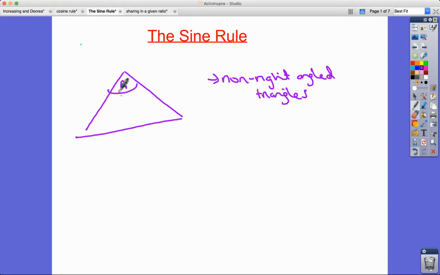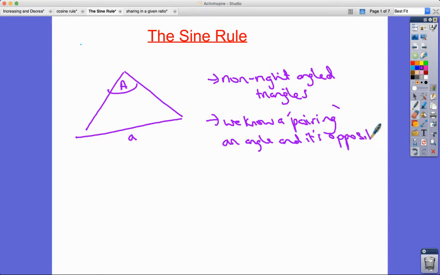So a pairing, by that I mean I know the size of an angle and I also know the length of the opposite side. Okay, so we know a pairing. An angle and its opposite side. That's how you would know whether you're looking at a sine rule problem. We also can label this angle perhaps B, side length B, angle C, side length C.